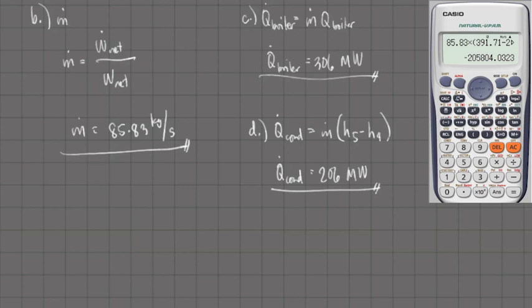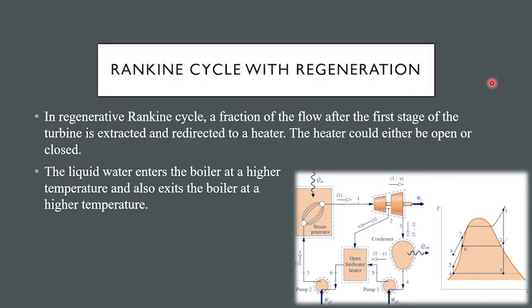Okay? But generally, the inclusion of reheat and superheat are beneficial for the efficiency of a steam power plant as long as the discharge conditions of the final stage of the turbine are optimized. Let's go back. Another modification to the Rankine cycle is the addition of regeneration. In regenerative Rankine cycle, a fraction of the flow after the first stage of the turbine is extracted and redirected to a heater. The heater could either be open or closed.